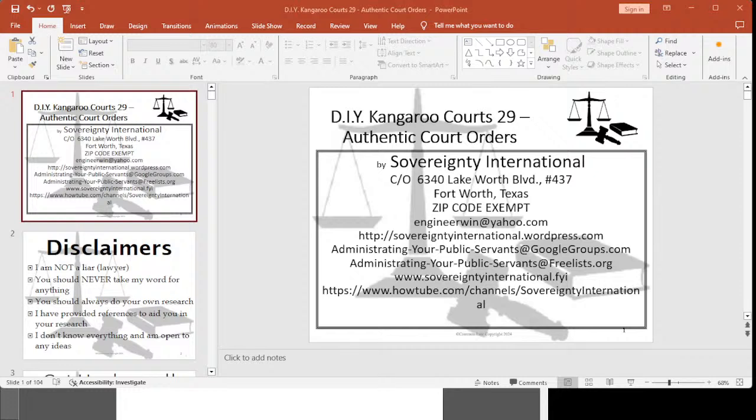I've got an order in the presentation. Matter of fact, it's someone we all know that actually looks like a pretty legitimate order. But the problem is it got overturned on appeal because he challenged jurisdiction. This Dr. Joe. Anyways, let's go ahead with this. So this is about authentic court orders. Kangaroo Courts number 29, authentic court orders.